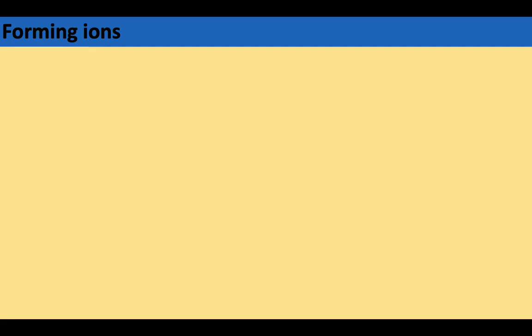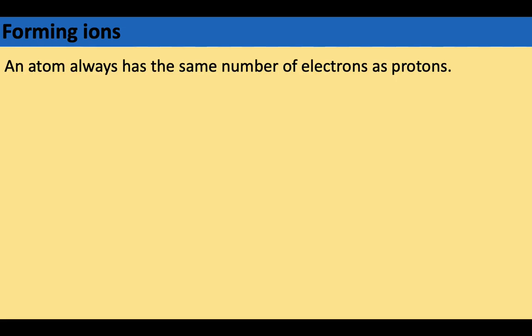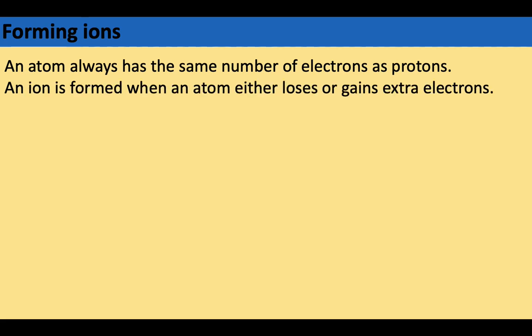Now, forming ions. So an atom always has the same number of electrons as protons. That's what makes it a neutral overall charge. Okay, so there's no charge in an atom because it's got the same number of electrons as protons. Now, an ion is formed when an atom either loses or gains extra electrons. So it's either going to lose negative charge or it's going to gain negative charge. This means your ions always have a charge on them.